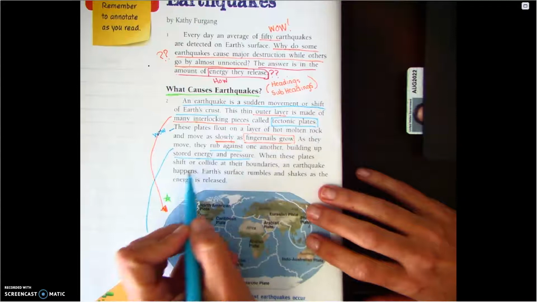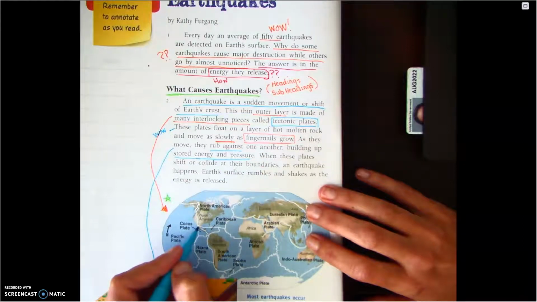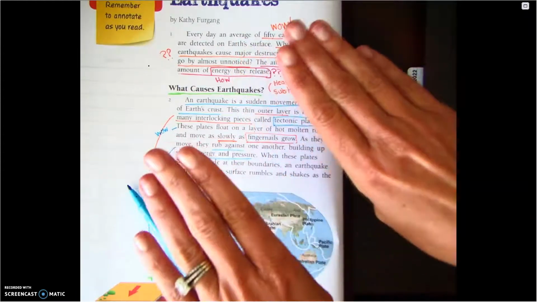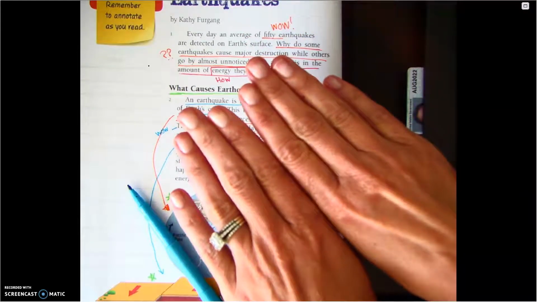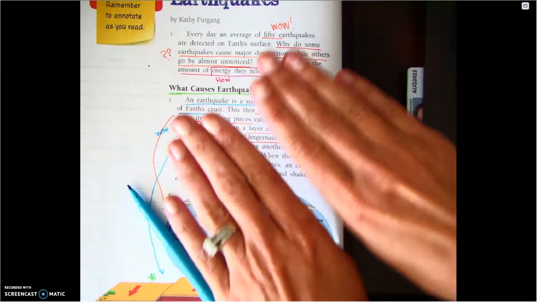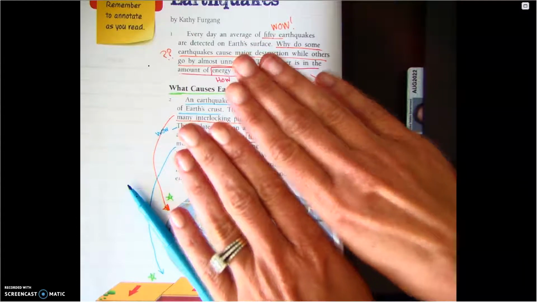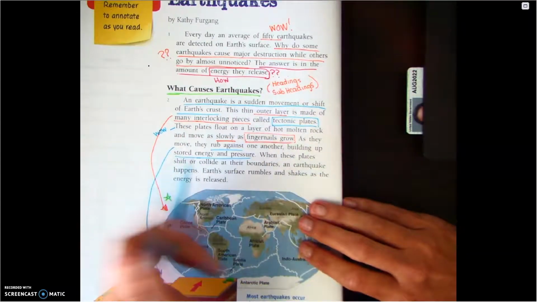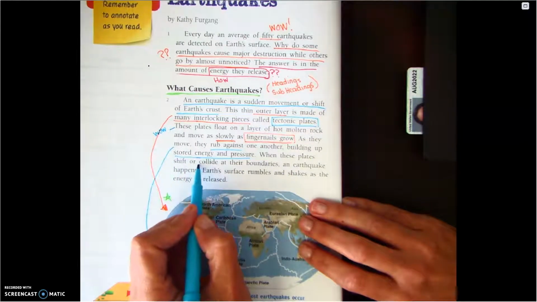When these plates shift or collide at their boundaries, an earthquake happens. These parts where these white lines are is where most of the earthquakes happen. Shift means they're moving this way. Collide means the two plates are coming together. And sometimes you get an earthquake when those plates go out. So they can have an earthquake if they go this way, if they go out, and if they bump into each other. That's what causes earthquakes, when the plates collide or shift.